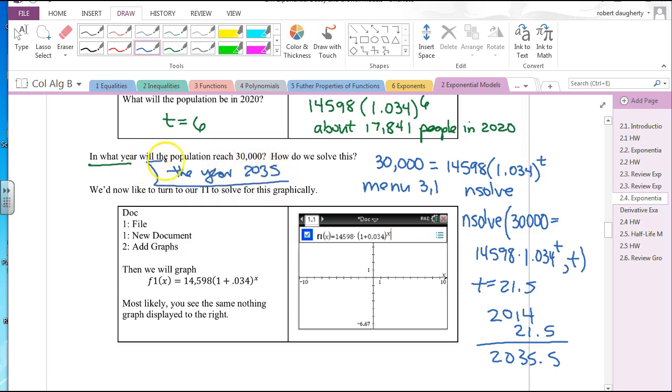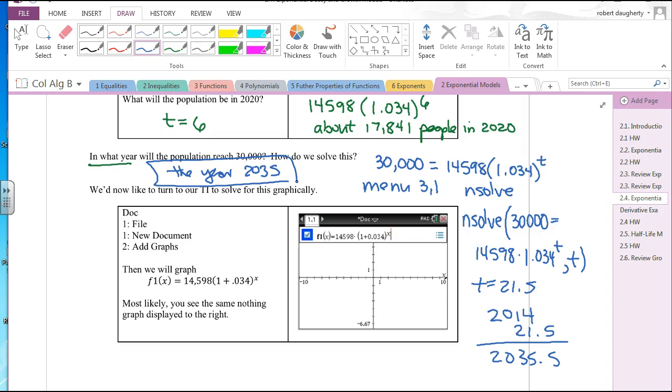Now what did we not use to solve this? Logarithms, which is what you did on the previous problem. You would have had to take the log base 1.034. Now you can still do that, okay? I contend that this is an easier way of doing it, so rely on the calculator skill. Anytime you're solving for the variable that is your exponent, you can use Menu 3, 1 to solve that automatically, and you do not have to use the logarithm.